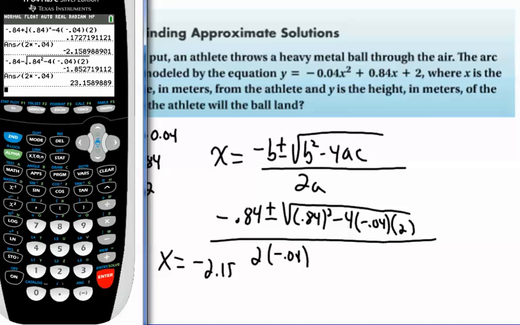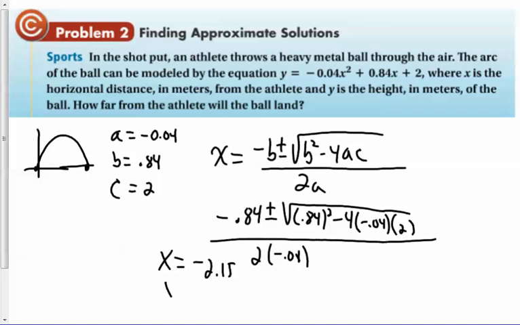And that gets me x is 23.15. The other x is 23.15. So the shot put would land 23.15 feet from where it took off. I know it sounds crazy. I know it looks a little uncomfortable, but really all it is is plugging values into the quadratic formula, a, b, and c, and being pretty crafty with your calculator.